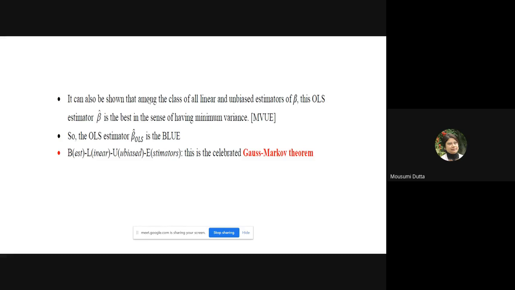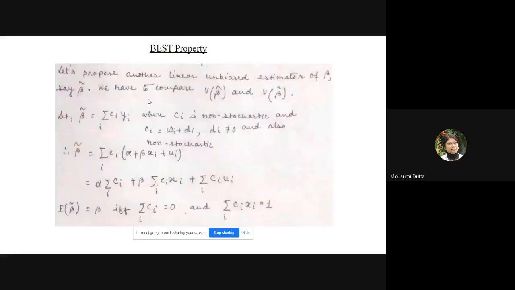So under the classical assumptions or the classical setup, if we can generate an OLS estimator which is BLUE, that covers the famous Gauss-Markov theorem. Now I'm going to prove that beta hat OLS is the best estimator. So let's propose another linear unbiased estimator of beta, say beta tilde.